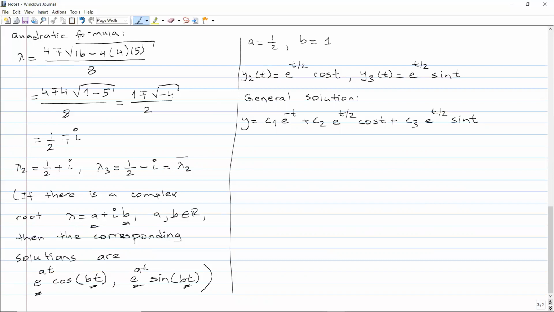So for this differential equation, remember in this example, the differential equation was third order. So we need 3 independent solutions. e to the minus t, e to the t over 2 cosine t, e to the t over 2 sine t are the independent solutions. So the general solution is just a linear combination where the constants c1, c2, c3 are real constants.